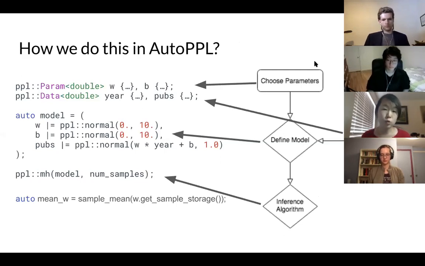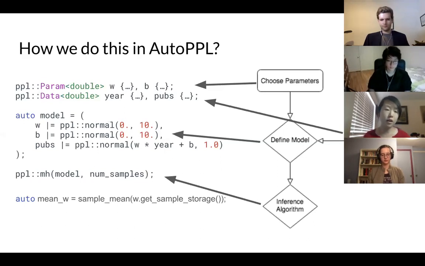So how can we try to do this in AutoPPL? As described in the workflow before, first we choose our parameters, in this case the weight and the bias, or the slope and the intercept. Then we get our data, which is the year of the publication and also the number of publications for that year.